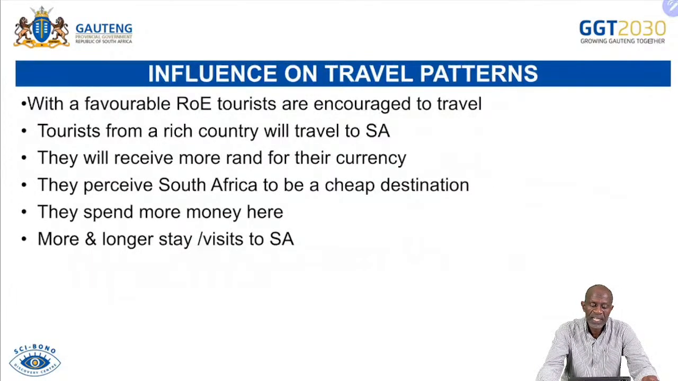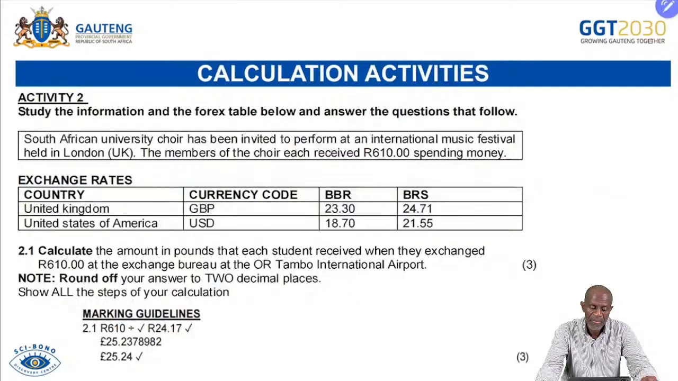Influence on travel patterns. With a favorable rate of exchange, tourists are encouraged to travel. Tourists from rich countries will travel to South Africa. They will receive more rand for their currency. They will perceive South Africa as a cheap destination, spend more money here, and stay longer when visiting South Africa.